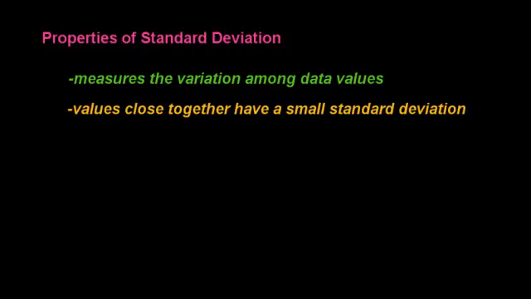When values are close together, we have a small standard deviation. As they're clustered together, they're closer to that mean, that measure of central tendency. There's going to be less difference when we take each x minus x bar. Those numbers will be smaller if these are all clustered together. So values clustered together have a smaller standard deviation, less variation in the data.